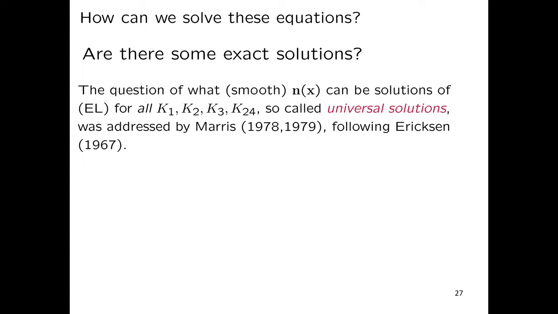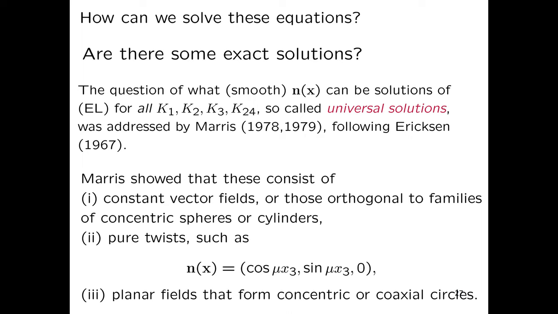Ericksen was the first person to ask this question, and he solved it, it was sort of repeated by Marris. And the answer is the following: the universal solutions are either constant vector fields, well, that's not very interesting, or those that are orthogonal to families of concentric spheres or concentric cylinders. Or pure twists, which in a suitable coordinate system are like this: the director is planar and it twists as you go up. Or there's another interesting one, which is planar fields that form concentric or coaxial circles. So planar fields are ones for which say N3 is zero, and N1 and N2 are just functions of x1 and x2, so everything's confined to a plane.